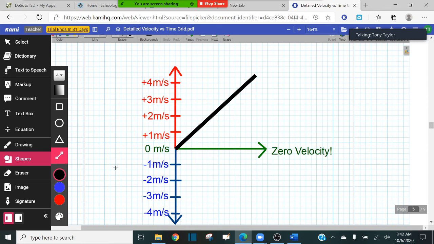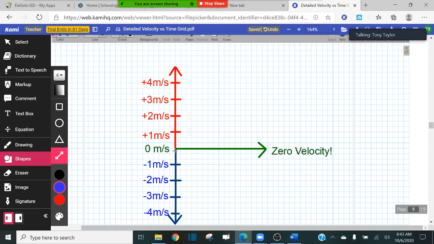So you guys got that? The line in blue here represents an object slowing down in the positive direction. The line in black represents an object speeding up while moving in the positive direction. So hopefully you guys can see the difference there. Okay. Any questions on velocity versus time graphs?